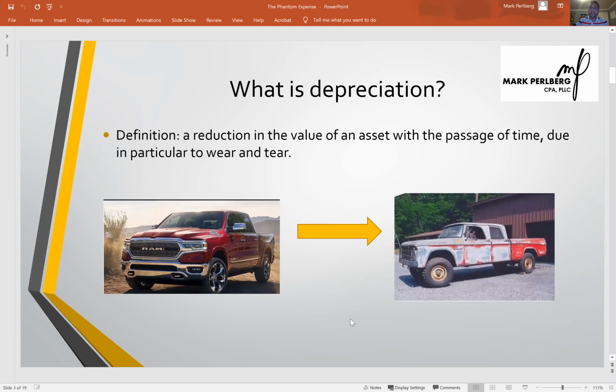To start off, what is depreciation? Depreciation is defined as a reduction in the value of an asset with the passage of time due to, in particular, the wear and tear. So here's a great example. We have this brand new shiny Dodge Ram. When you purchase it, it is shiny new. It is a business asset. It is not yet an expense. It is capitalized. Over time, through the wear and tear, it will resemble more of what you see on the picture on the right, and it will lose value, and the calculated loss of value of your assets is what we call depreciation.